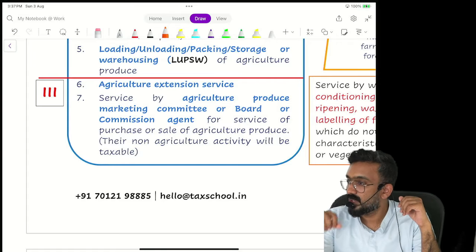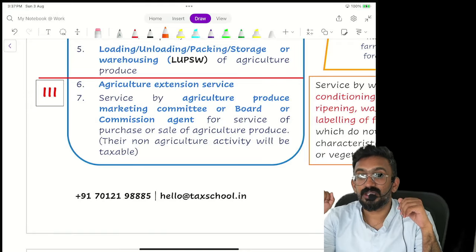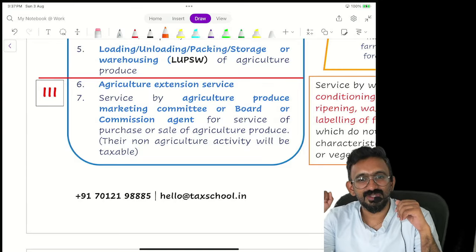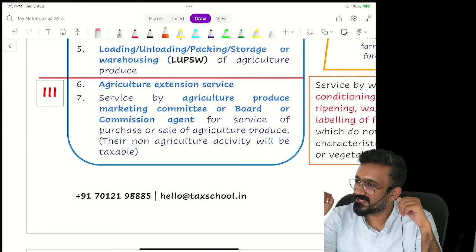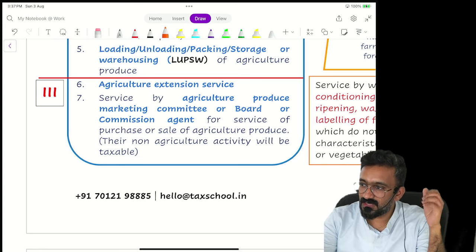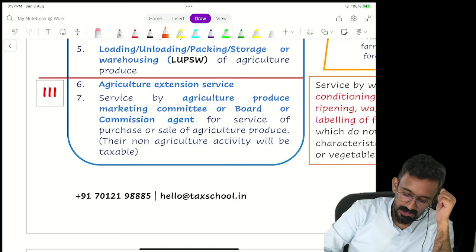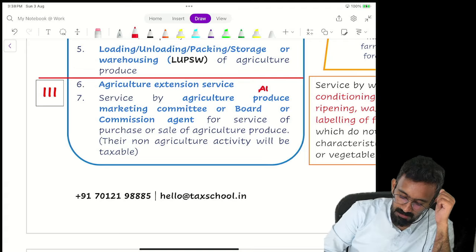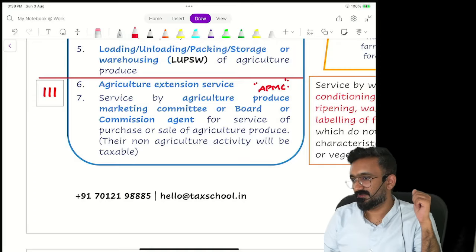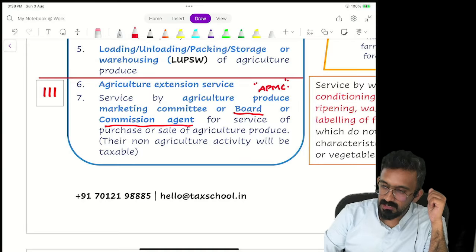agriculture market. Who runs this agriculture market? Agriculture produce marketing committees. A lot of associations who have different producer markets sell the products. Say in Punjab, if you look, there are so many agriculture produce committee markets. In short form, we call this agriculture produce marketing committee APMC, or board or commission agent.